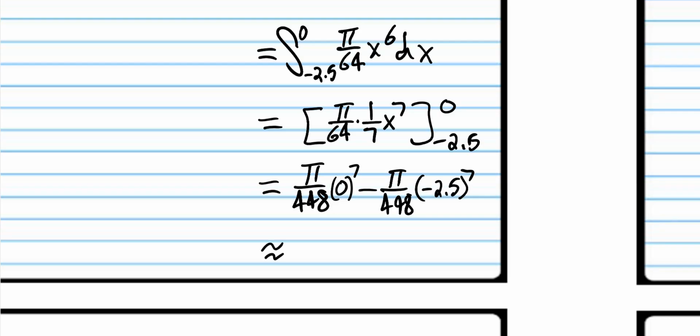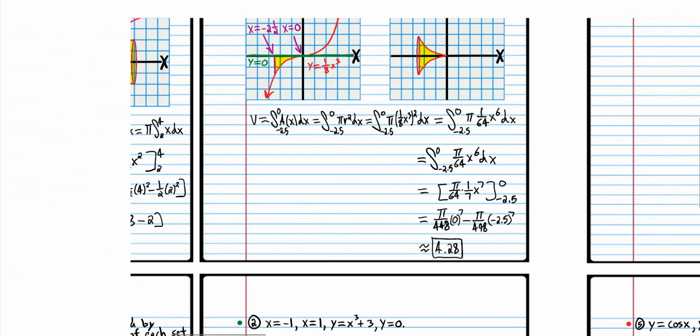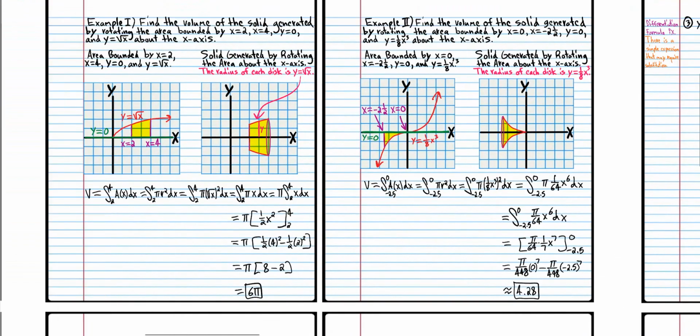And it's probably going to be best to use our calculators here. So you can enter this into your calculator, and you should get 4.28 approximately. It's okay to use your calculator for some of these problems because the math gets pretty messy.